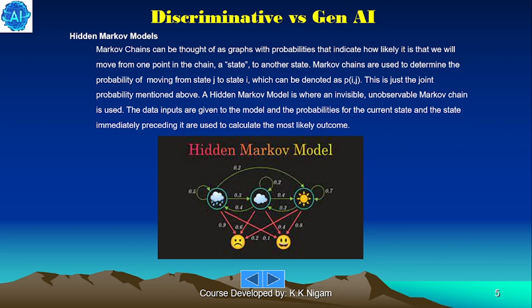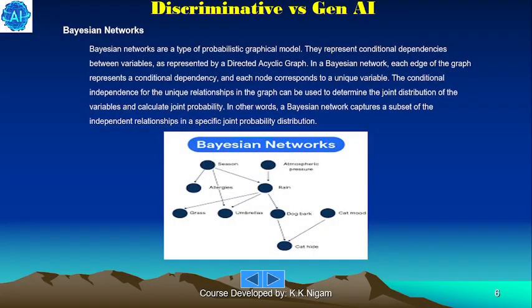A hidden Markov model is where an invisible, unobservable Markov chain is used. Then data inputs are given to the model and the probabilities of the current state and the state immediately preceding it are used to calculate the most likely outcome.